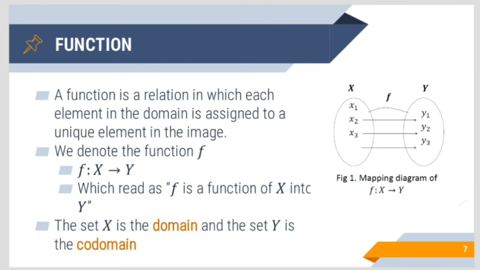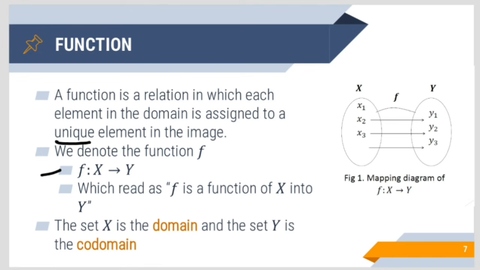A function is a relation in which each element in the domain is assigned to a unique element in the image. Meaning, your first coordinate does not repeat. So, we denote the function f in this manner, which reads as f is a function of X into Y. The set X is the domain and the set Y is the codomain.